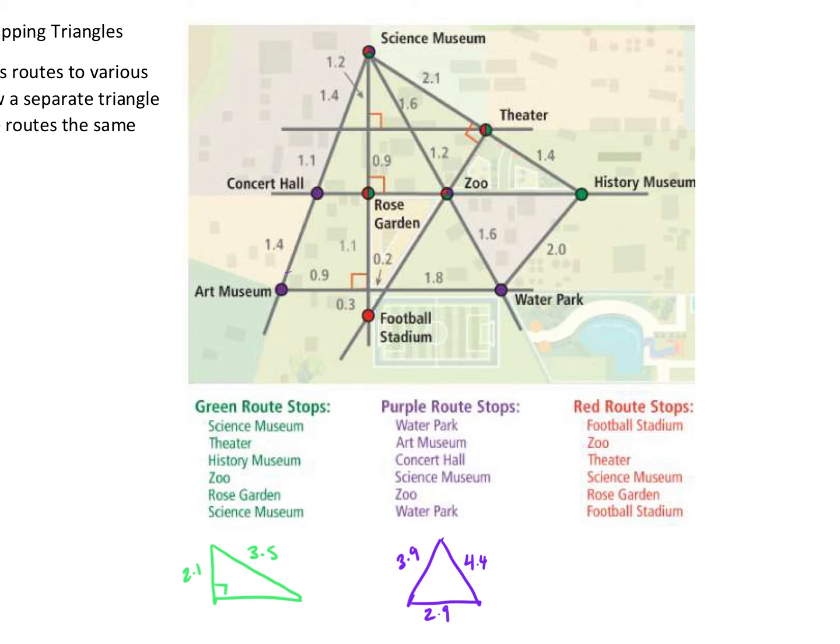Red route starts at the football stadium and goes to the zoo. So football stadium up to the zoo is this direction. After the zoo, we go to the theater. After the theater, we go to the Rose Garden. Nope, we go to the Science Theater. And then we go down to the Rose Garden and we go to the football stadium to tie that back together. So let's draw that one.